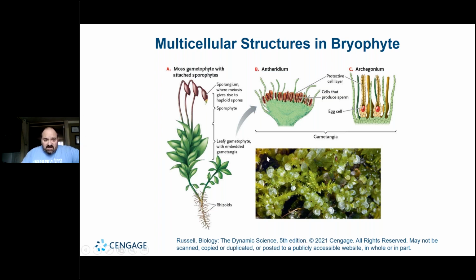And you'll see here also the gametophyte in comparison to the sporophyte.